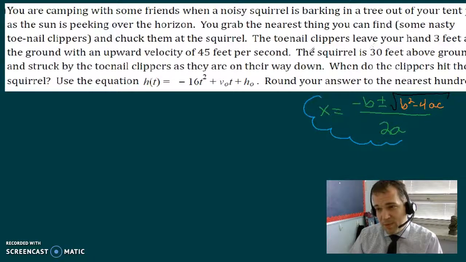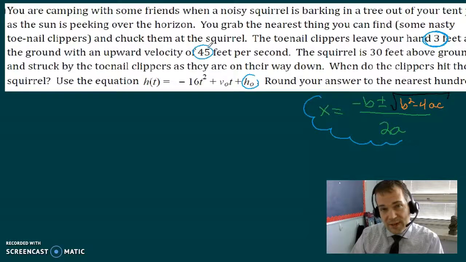When you read the problem, you can see that the toenail clippers leave your hand 3 feet above the ground, so that will be our initial height. They leave 45 feet per second, so that will be our initial velocity. And the squirrel itself is 30 feet above the ground. So we want to figure out at what time the toenail clippers hit that 30 feet. That's the time we want to know, and that's 30.